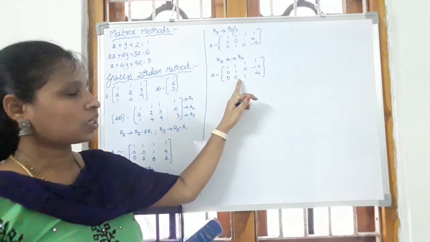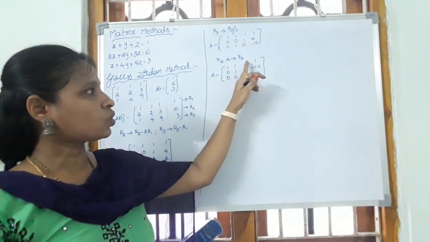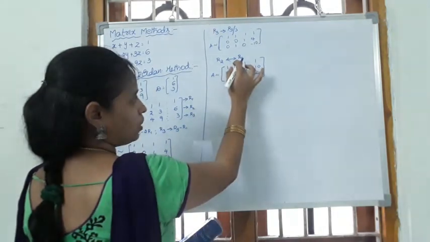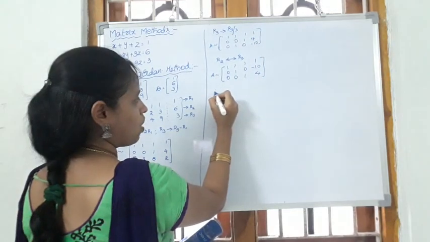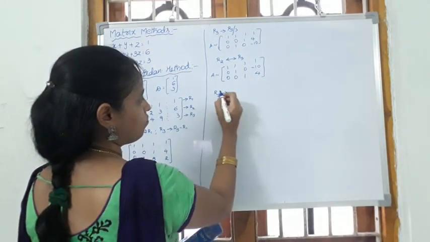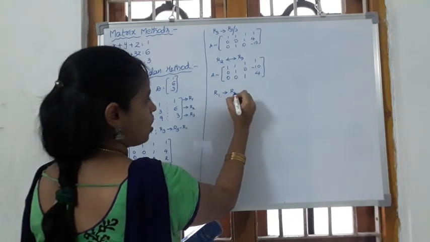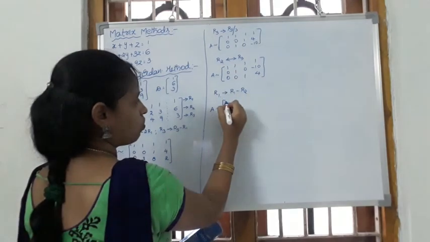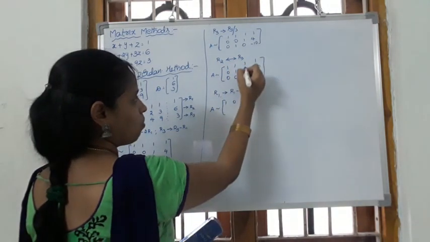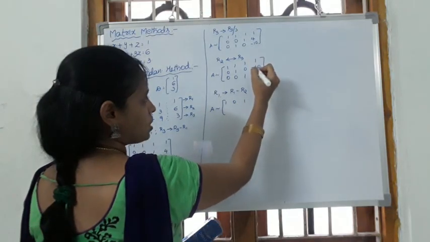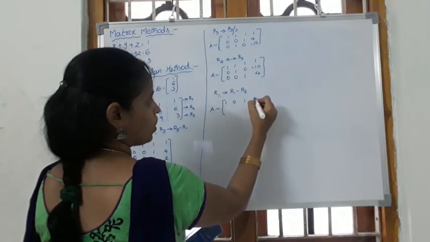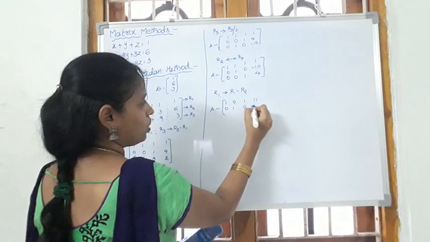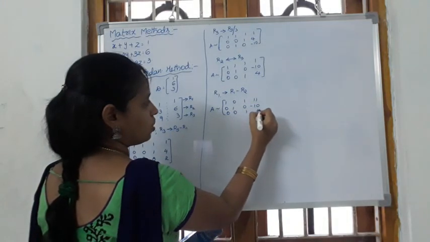Now I want to convert these elements to 0 by using the second row and third row. Now this element I want to become 0. R1 changes as R1 minus R2. Now the matrix becomes 1 minus 0, 1, 1 minus 1, 0, 1 minus 0 is 1, 1 minus minus 10 is nothing but 11. Second as usual, and third also as usual.